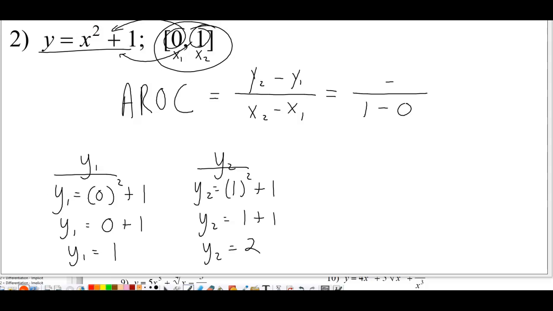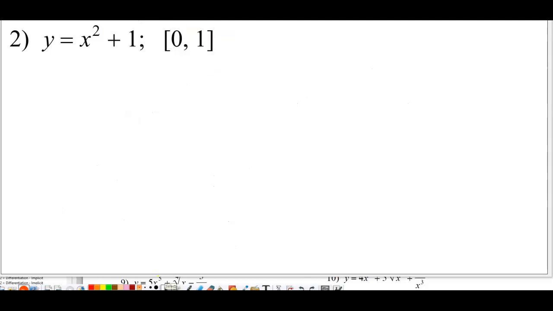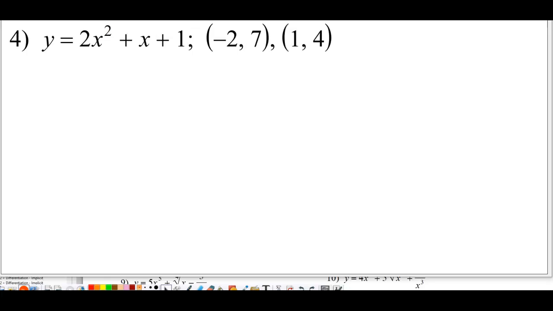So now that I have my y2 and y1, I can plug those in. y2 minus y1. So that means my top is 1, the bottom is 1, and my final answer is 1. That would be the slope of my secant line, also known as the average rate of change on the interval that they gave us. All right, let's go ahead and jump on up to number 4.